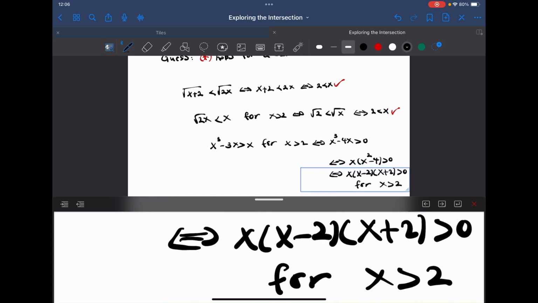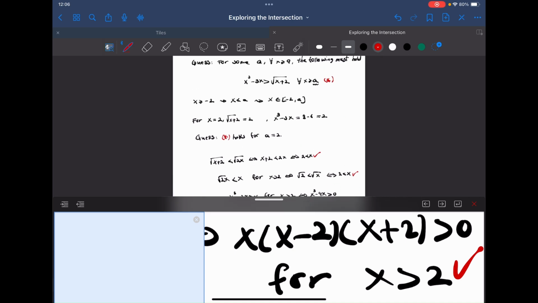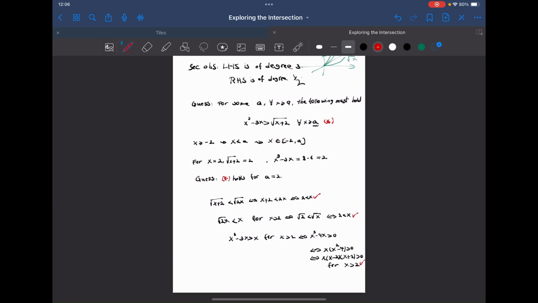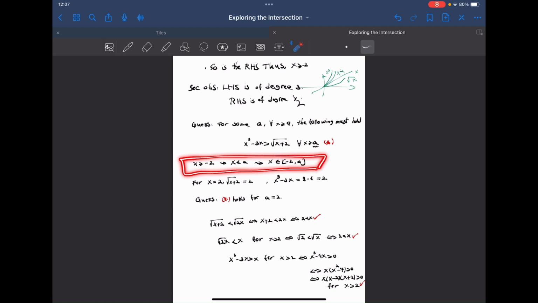Because I have 3 factors here, all of them are positive, so the whole thing must be positive. So that's it. I claim this bound here, that for x larger than 2, I have the left-hand side larger than the right-hand side. So all I need to do is to search for x inside this bound where x is less than or equal to 2, right?